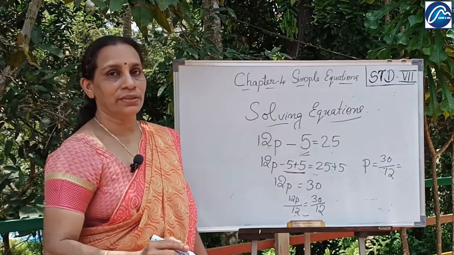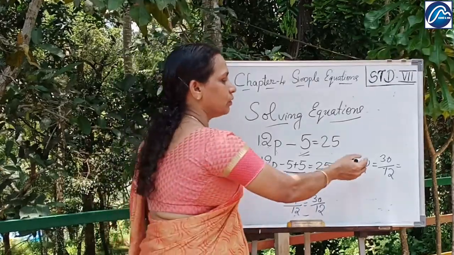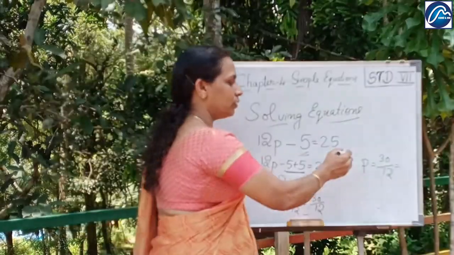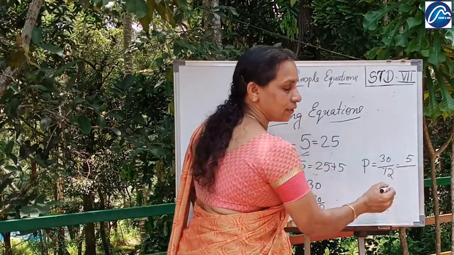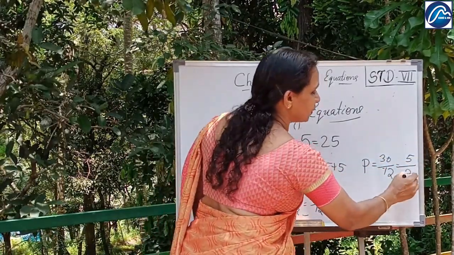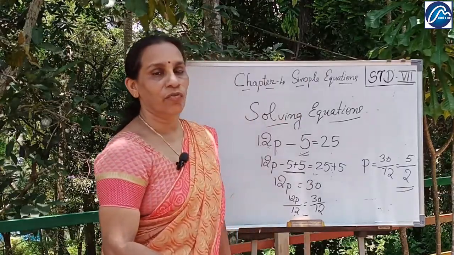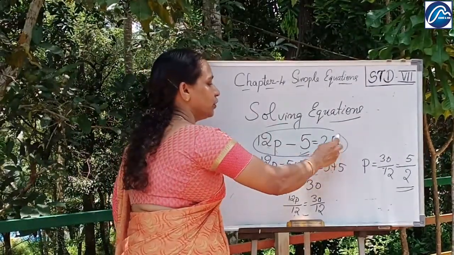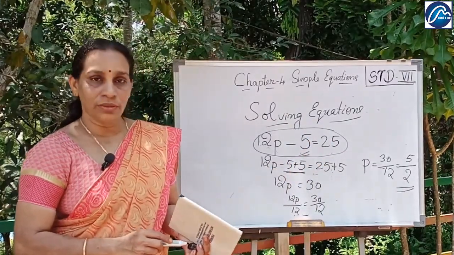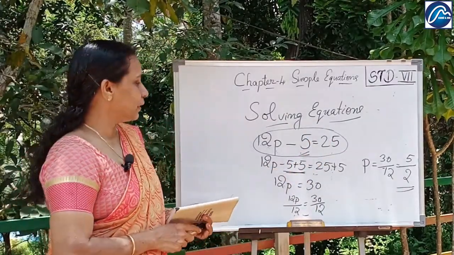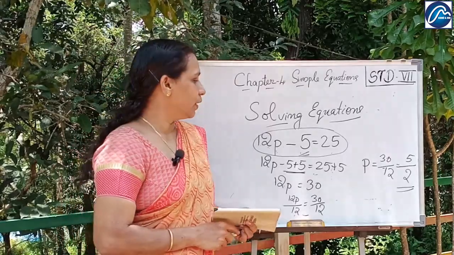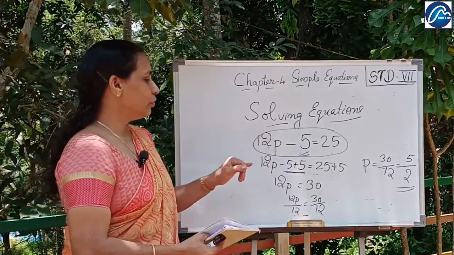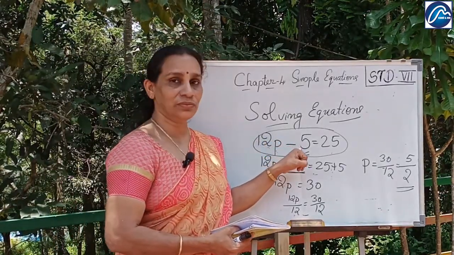You can make it in the simple form. Both have 6 as the common factor. So 5 sixes are 30 and 2 sixes are 12. So the answer is 5 by 2. This is an equation with more than one operation. In this equation, multiplication and subtraction have come, and you have to note this point.